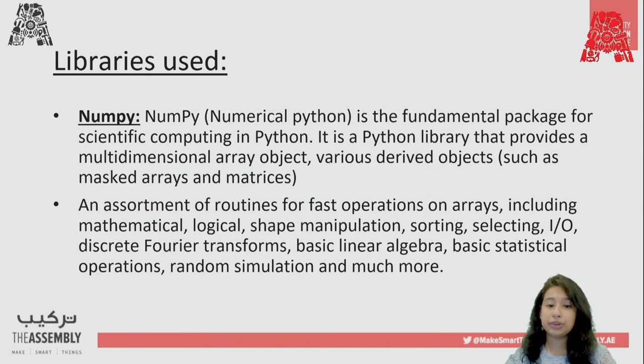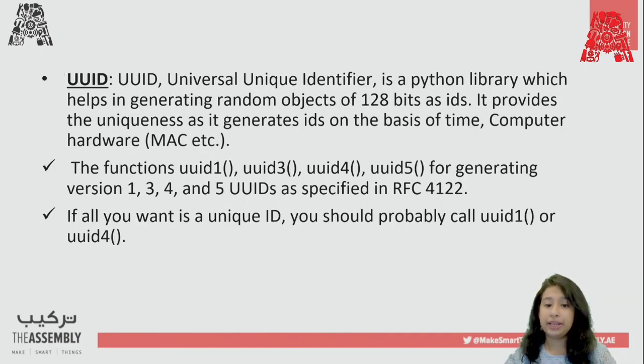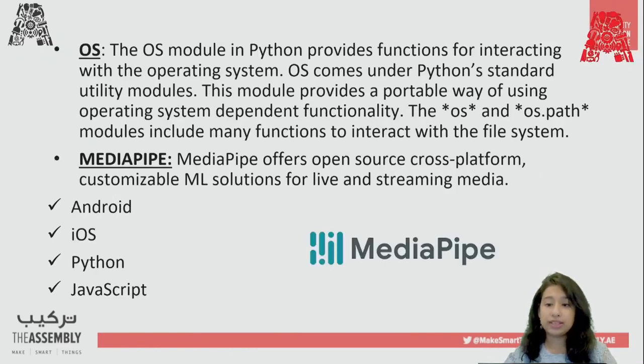The libraries we'll be using today are NumPy, Numerical Python. It is a library that provides multi-dimensional array objects. UUID, Universal Unique Identifier, is a Python library which helps in generating random objects and strings. Today we'll be using UUID1, which will help us to create and generate new unique IDs. OS, in Python, provides functions for interacting with the operating system. At the end, our main library which we'll be using today is MediaPipe. MediaPipe offers open source platforms and customizable machine learning solutions for live and streaming media.